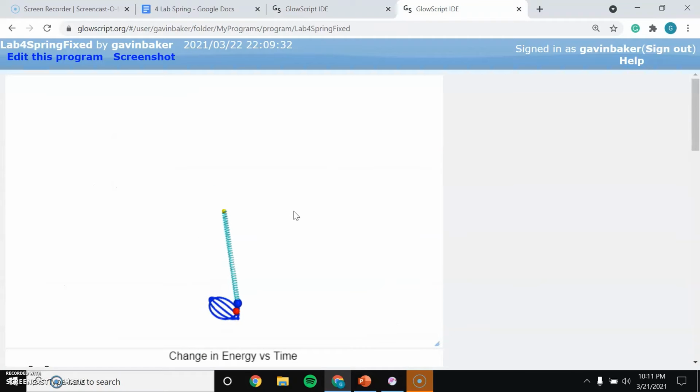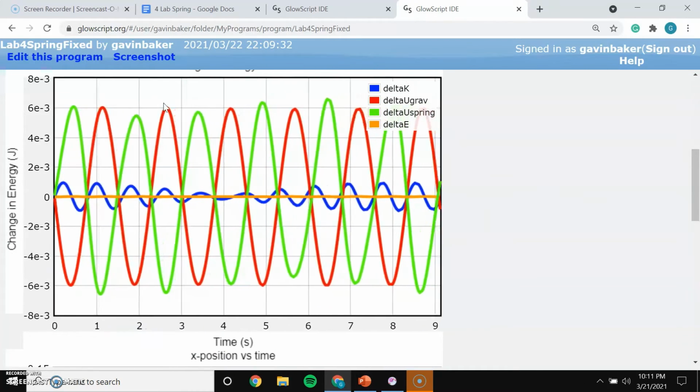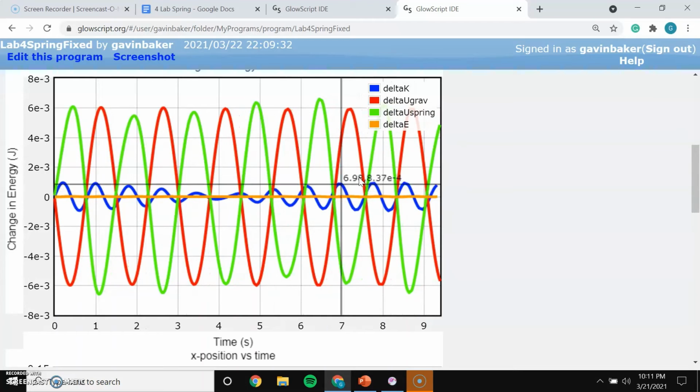As you can see, the spring oscillates in a figure 8 as time goes on, with delta K being very small, and delta U gravity and delta U spring going up and down, canceling each other out on the maximums and the minimums.